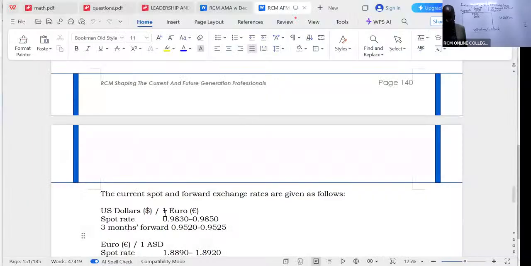So, ladies and gentlemen, come here straight away. For the US dollars per euro, I can see the spot rate 0.9830 to 0.9850. So these are the US dollar per euro.